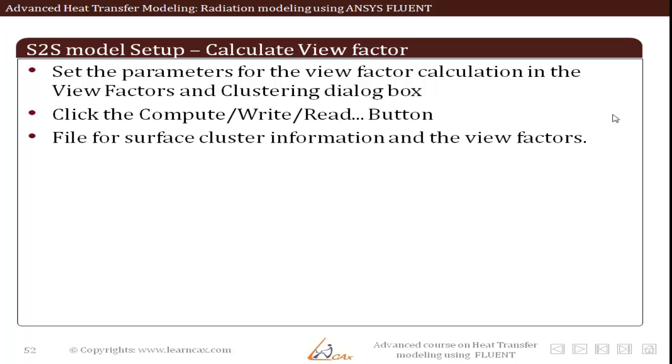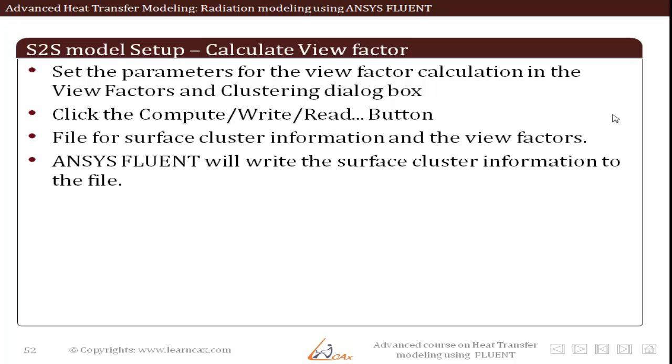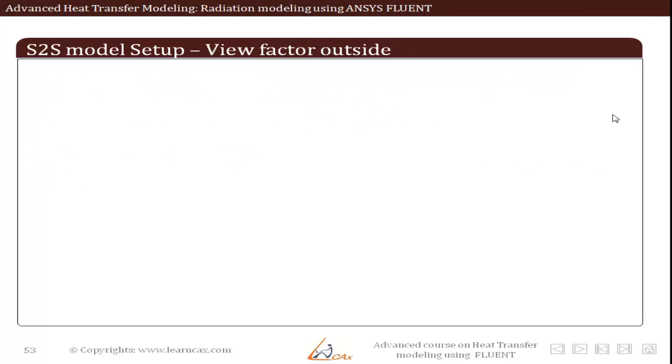A select file dialog box will open, prompting you for the name of the file in which ANSYS FLUENT should save the surface cluster information and the view factors. After you have specified the file name, ANSYS FLUENT will write the surface cluster information to the file. ANSYS FLUENT will use the surface cluster information to compute the view factors, save the view factors to the same file, and then automatically read the view factors.